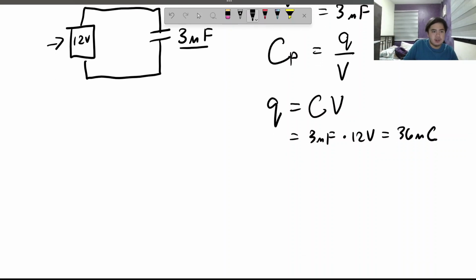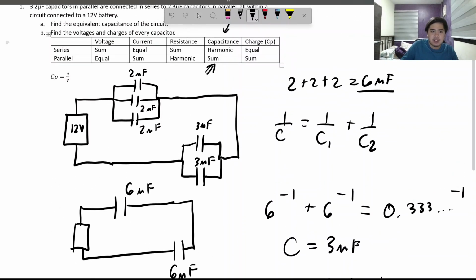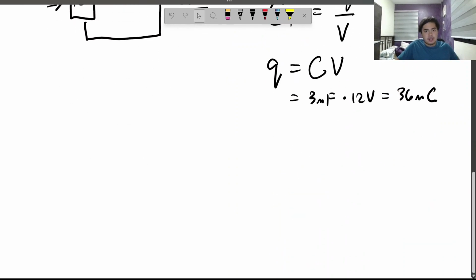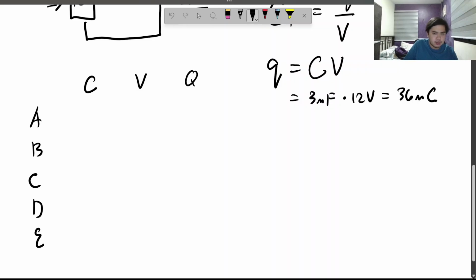Let's make a table. Let's label every capacitor here as A, B, C, D, and E. Alright, let's put a table here: A, B, C, D, E. Let's put here C for capacitance, V for voltage, and Q, or small q, for charge.